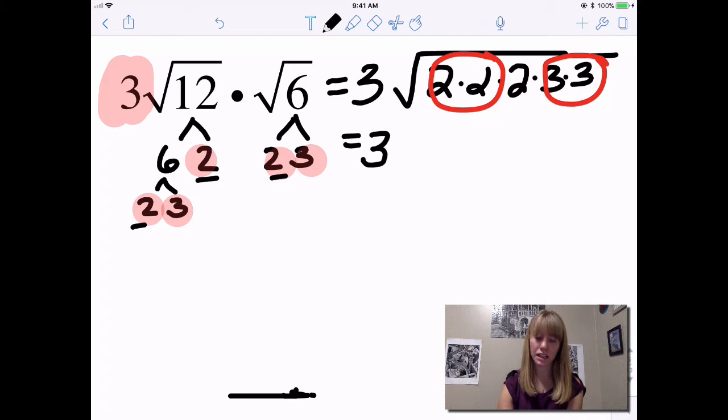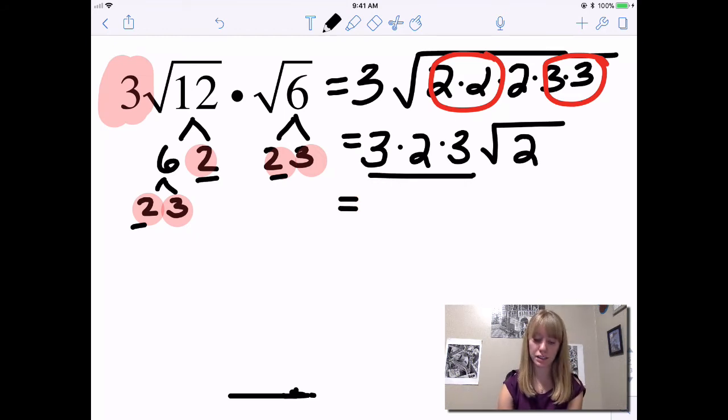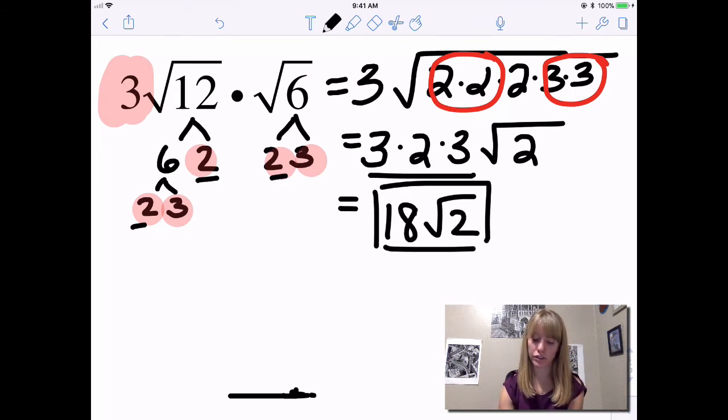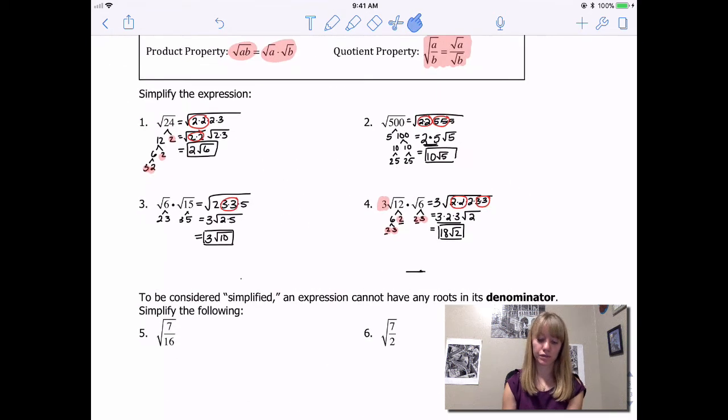The 3 stays, and then I bring out a 2 and I bring out a 3 because my 2 squared and my 3 squared will each cancel the square root. And then my leftover is going to stay put. Multiply all of these numbers. 3 times 2 is 6, times 3 is 18. Square root of 2. So that's when we've got multiplying.